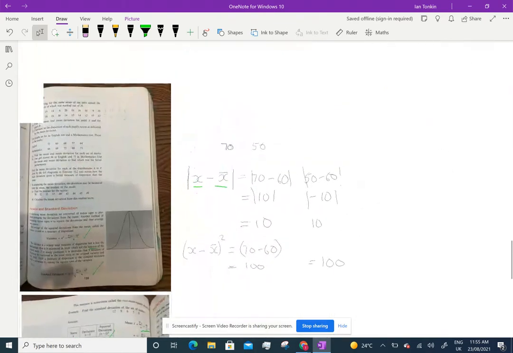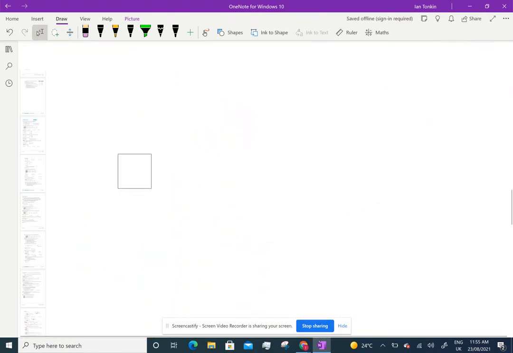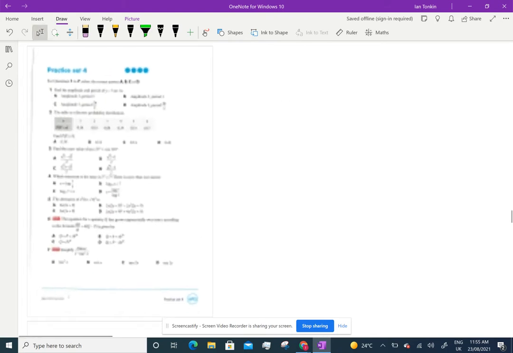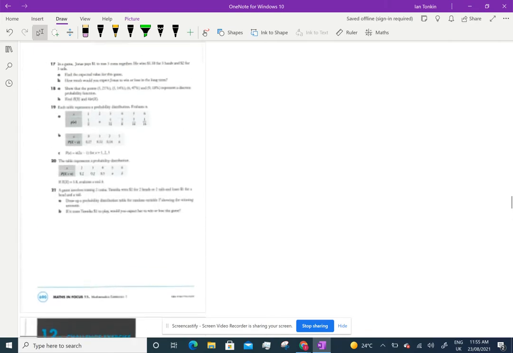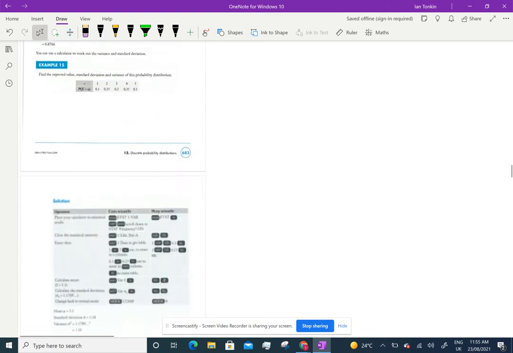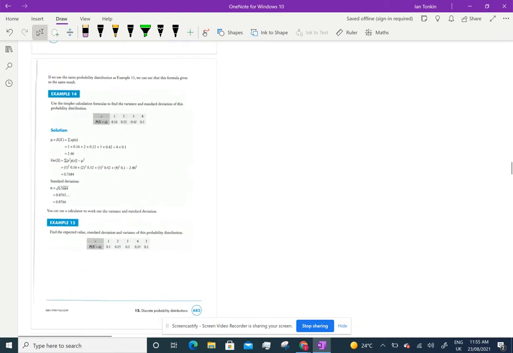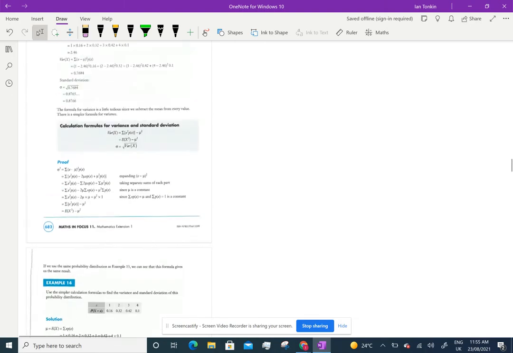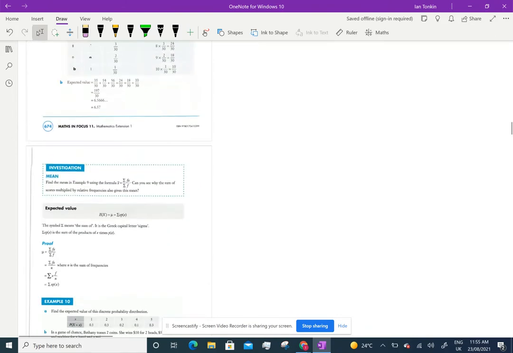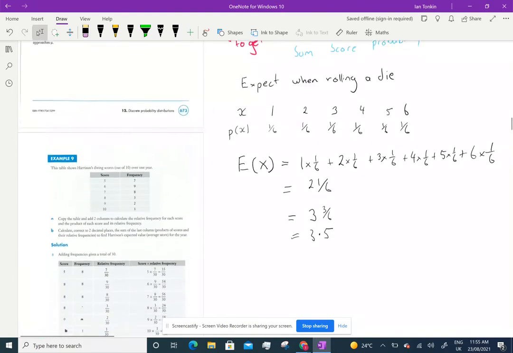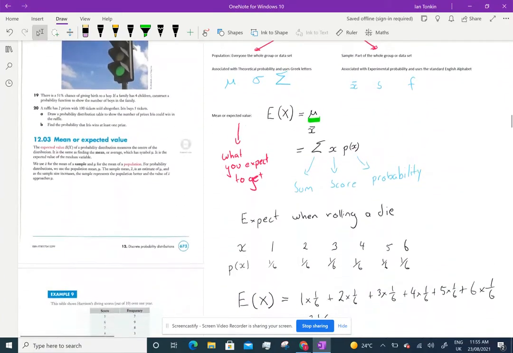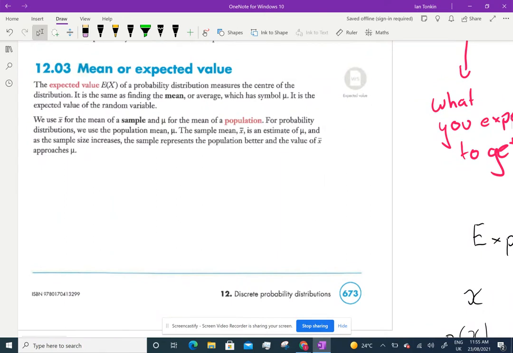Now, how does that relate to these probability distribution tables? Well, if you remember back, I'm just going back to these exercises because in a few practice sets, we already calculated in a probability distribution table the expected value or mean. So we did that back here. I just want to revise this because we need to remember what we're doing. So the expected value or mean, we represent as E of x.